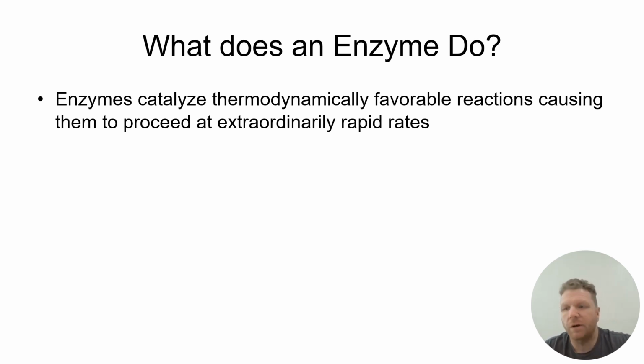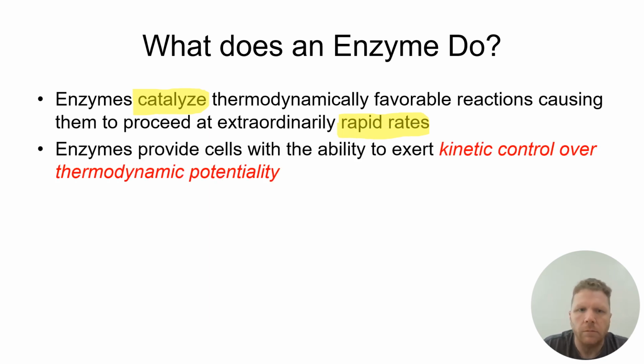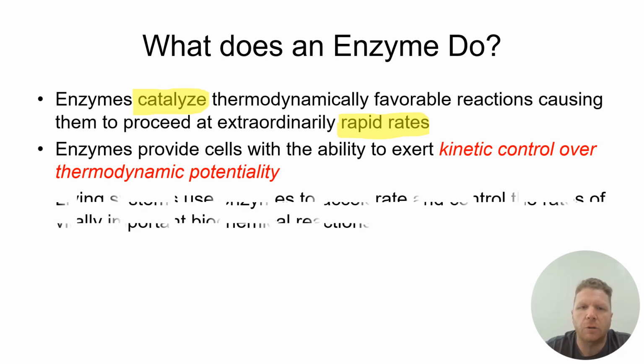The most important part of that statement right there is this word right here, catalyze. So they drive a reaction and cause a reaction to take place. And more than anything else, they cause these reactions to go at extremely rapid rates. Now, enzymes provide cells with the ability to exert kinetic control over thermodynamic potentiality. Basically, what that means is that an enzyme has the ability to speed up a reaction or, in some instances, slow it down.